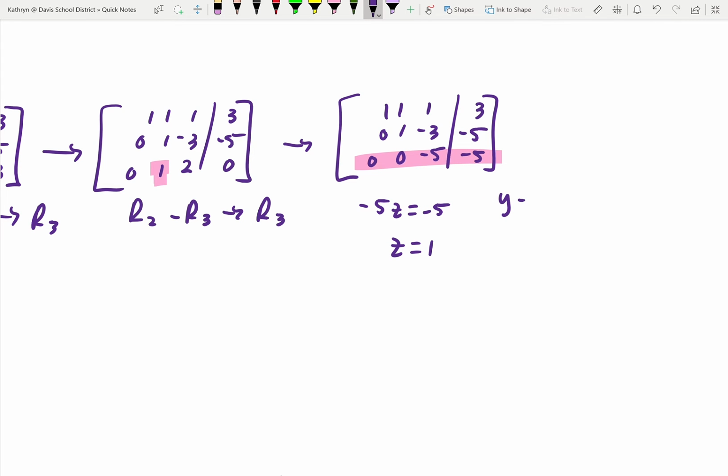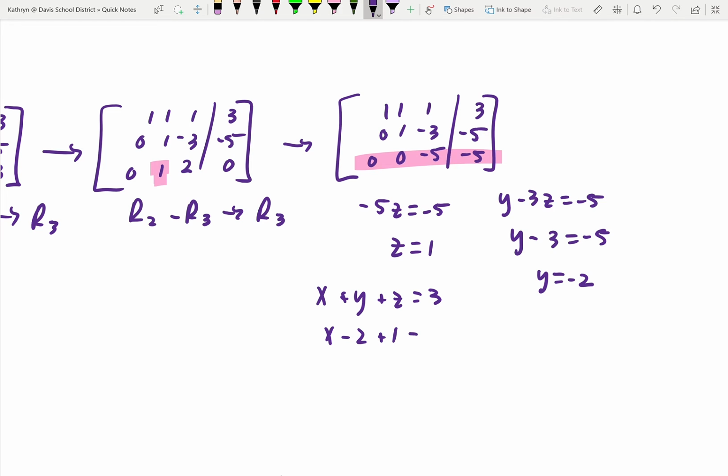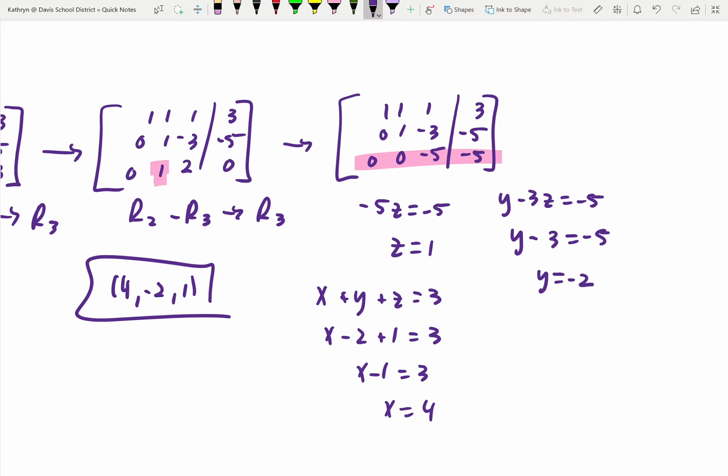Next row is y minus 3z equals negative 5. Z is a 1. So that's y minus 3 equals negative 5. Pull it over, y equals negative 2. Top row is x plus y plus z equals 3. That's x minus 2 plus 1 equals 3. That's x minus 1 equals 3. That gives me x equals 4. So my answer is 4, negative 2, 1, and I'm done. Okay, that was 31.